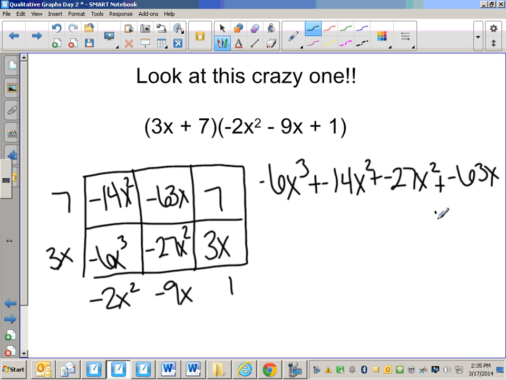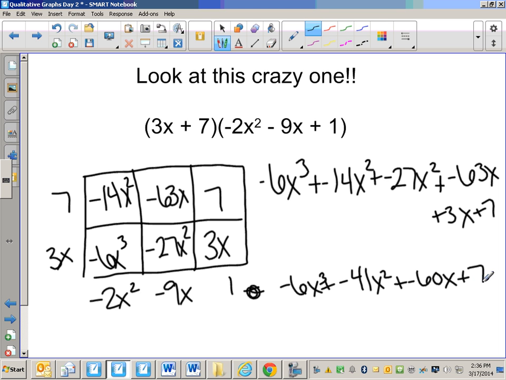Oh my, I'm running out of room. Plus 3x plus 7. So you combine your like terms. So you have negative 6x cubed plus a negative 41x squared plus a negative 60x plus 7.